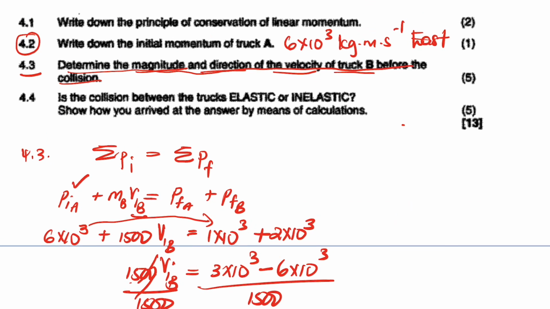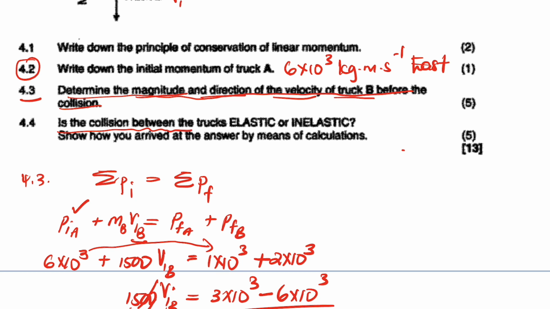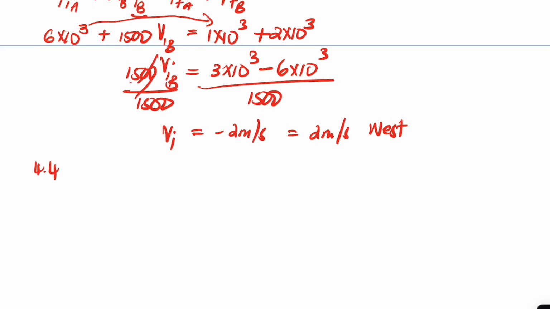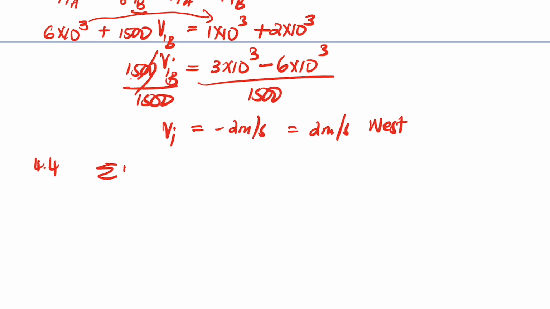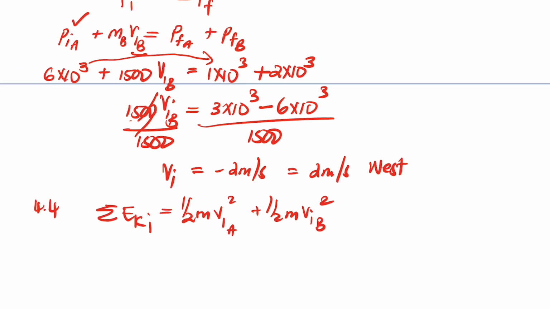4.4, it says, is the collision between the trucks elastic or inelastic? You cannot just assume, guys. Look at this, it's 5 marks. It says show how you arrive at an answer by means of calculation. So it's going to be calculation. So we're going to calculate the total kinetic energy before, which is going to be half mv of initial velocity of A squared plus half the mass of B times the initial velocity of B squared, right?